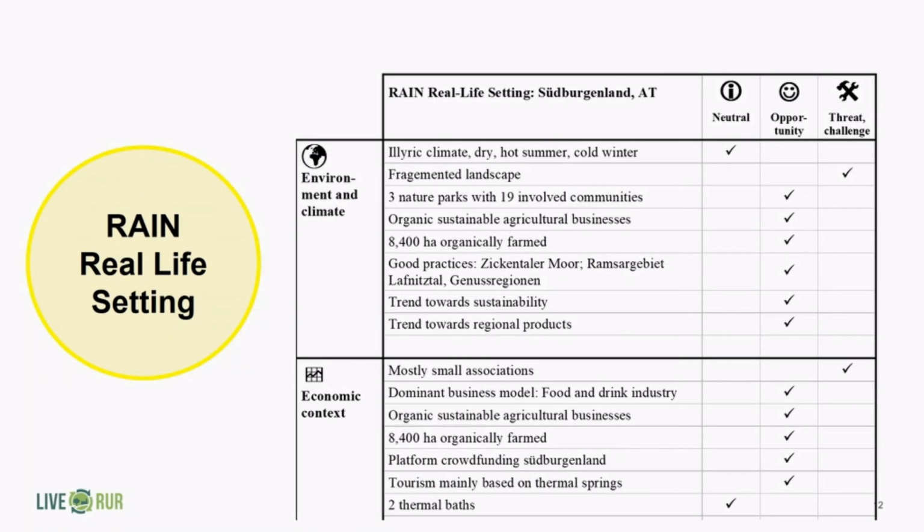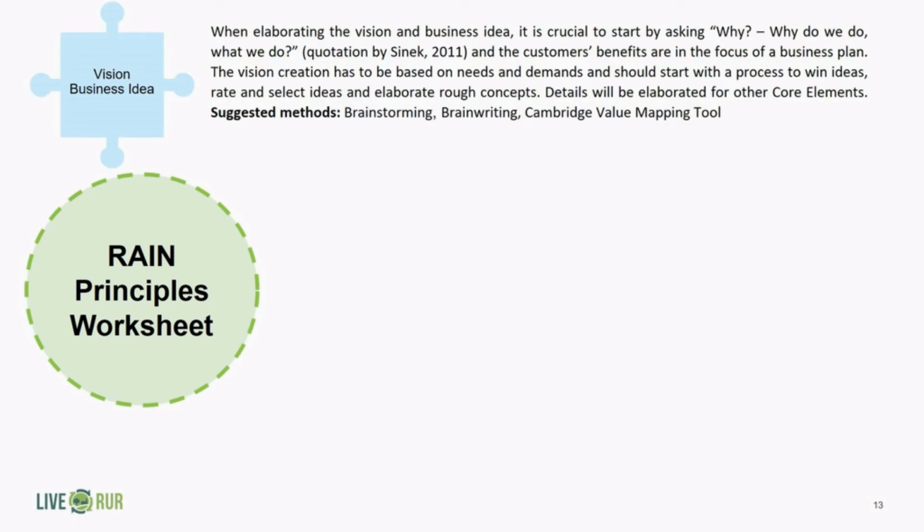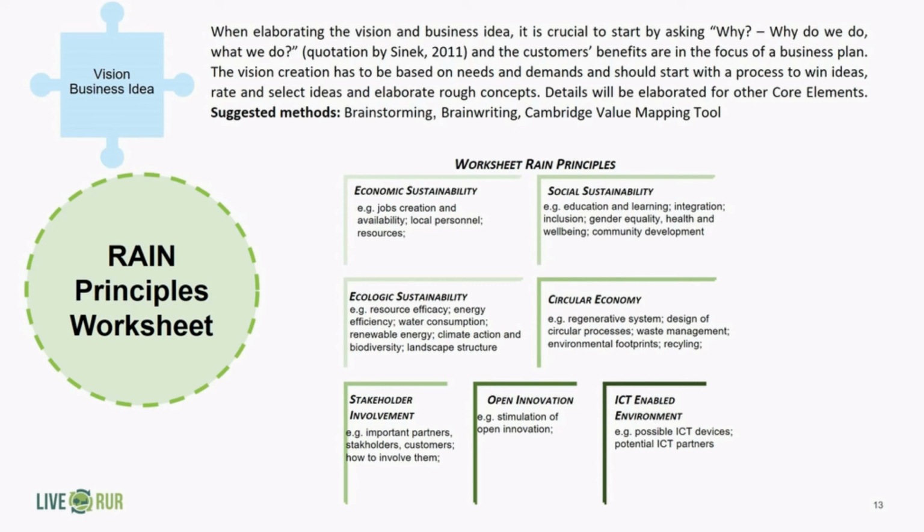Here you have a part of a table elaborated for one LIVERUR pilot region as an example. A real-life setting has been elaborated for each of the LIVERUR pilot regions. It may be refined if more project-specific aspects come up. When working in another region, one of the first tasks is to get a clear idea of the real-life setting. Let's check out a RAIN Principles worksheet which exists for each of the 9 RAIN core elements. It contains a short description of the core element and suggested methods for working on it. It also shows the 7 RAIN principles with some hints on what to consider in each case.